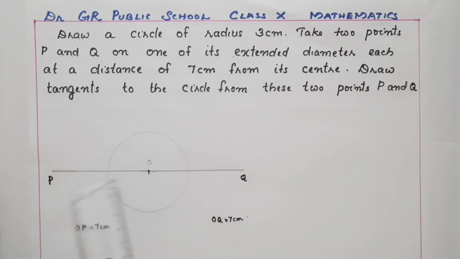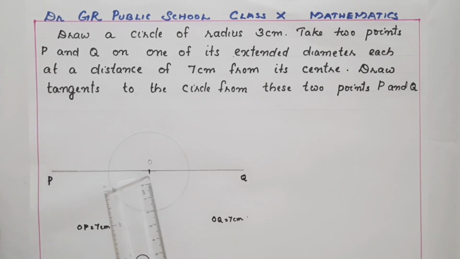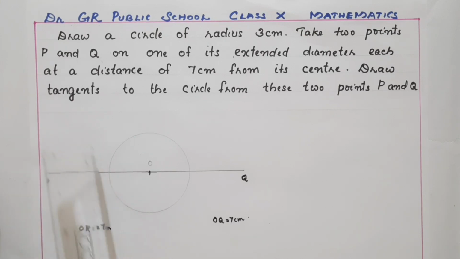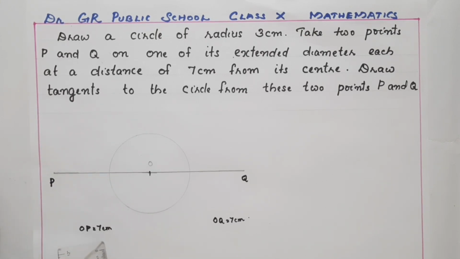We have to consider the line segment between the center and this exterior point. Then we have to draw the perpendicular bisector here. Then using that midpoint, we can draw the circle to get the point of contact. Same procedure here also. For OQ also we have to draw the perpendicular bisector.